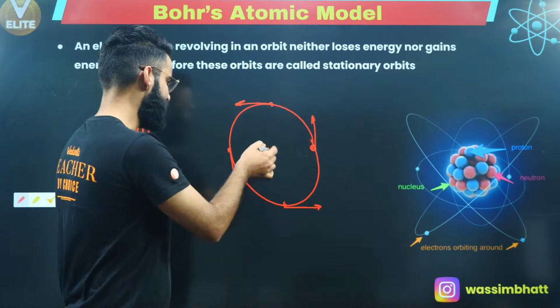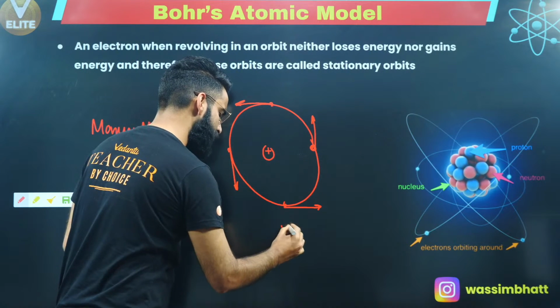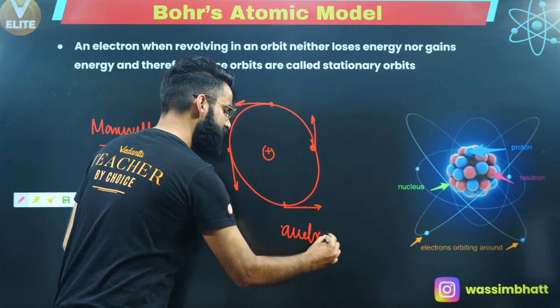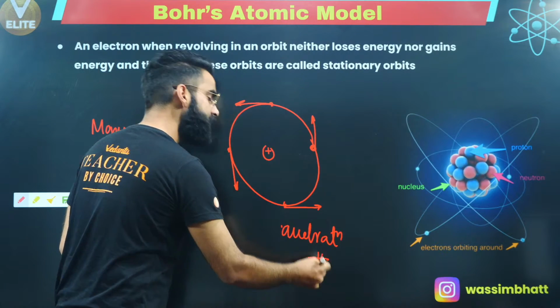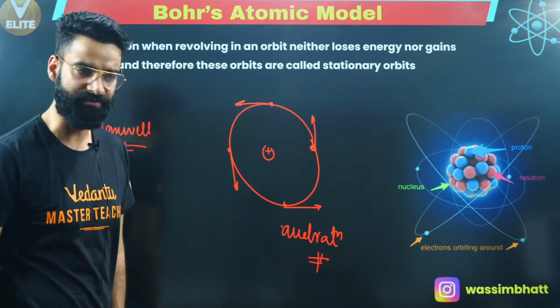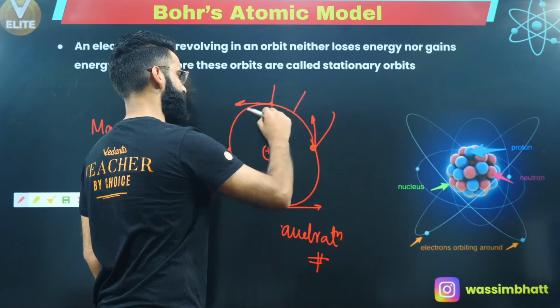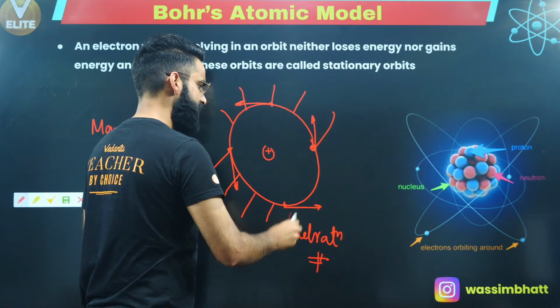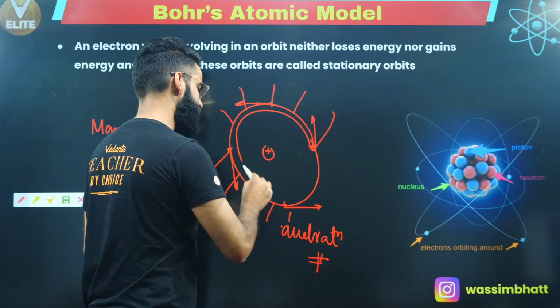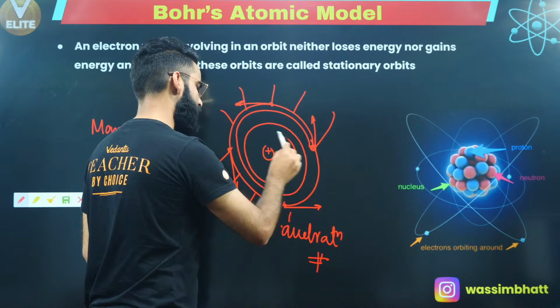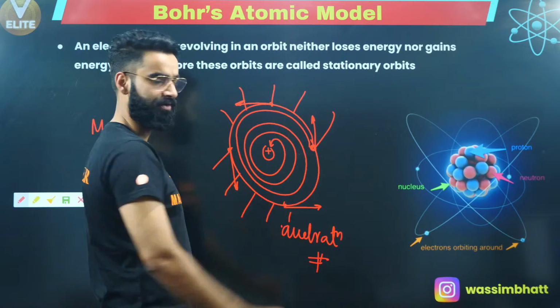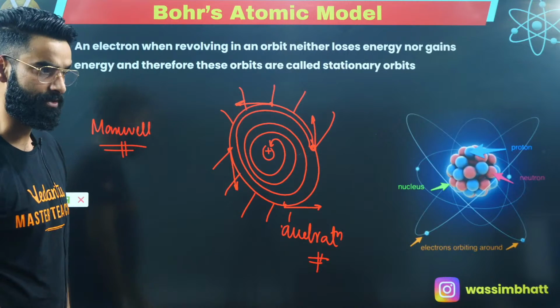So this electron, this charged particle, undergoes acceleration, and as per Maxwell's theory, whenever a charged particle undergoes acceleration, it should continuously emit energy. Therefore, the radius of the path should continuously decrease and the electron should eventually fall into the nucleus, right? This was one of the drawbacks of Rutherford's model. He could not explain this.